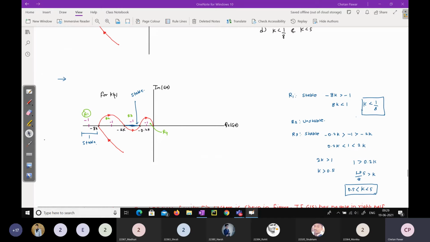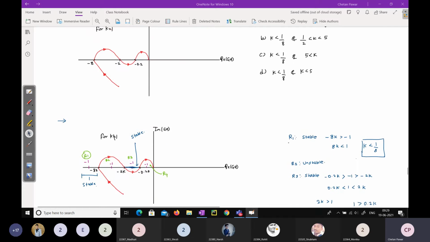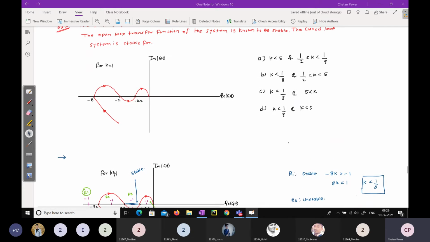Okay, so out of the four options, B is the correct option, right? Because K is less than 1 by 8 and K will be in the range 0.5 to 5. So B will be the correct option here. Like this, you can solve these problems very easily.